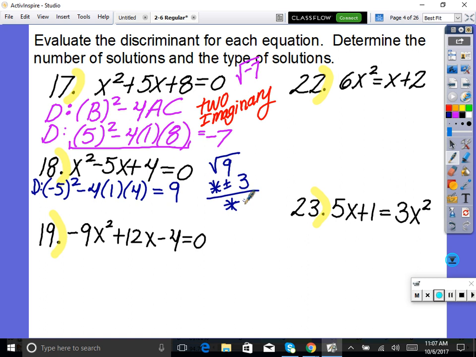Okay, so we would have 2 irrational. No, they're rational, aren't they? They're fractional, so they're rational. So we'd say 2 rational. And then if they're rational or irrational, they're real. They still cross the x-axis. 2 rational, real. Okay, let's do number 19.